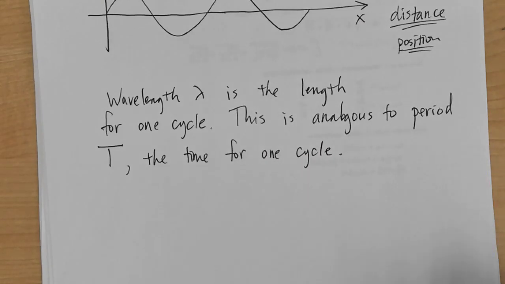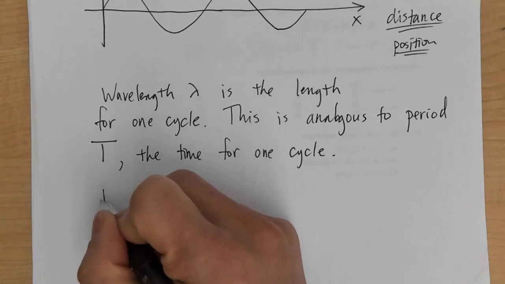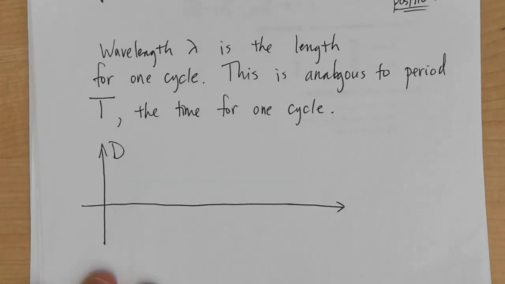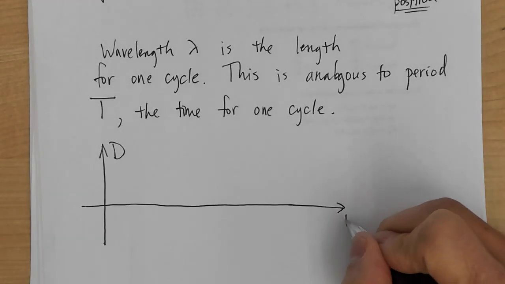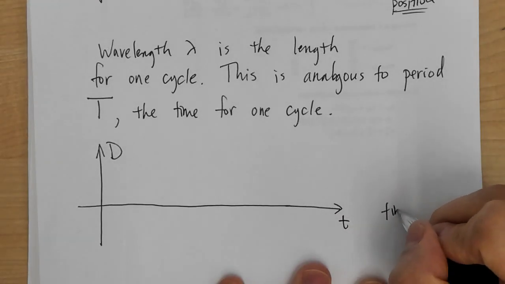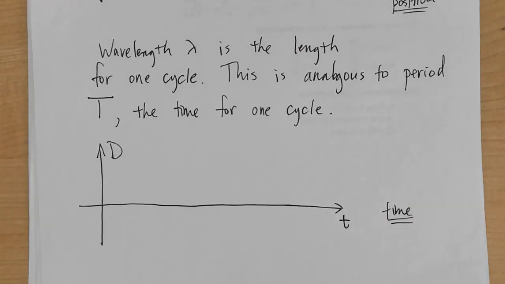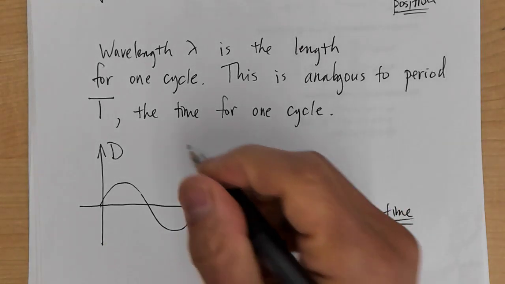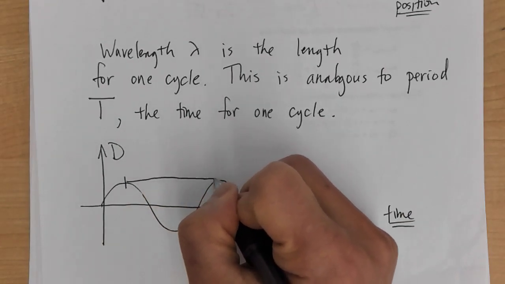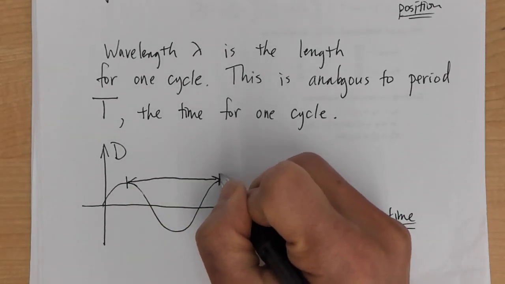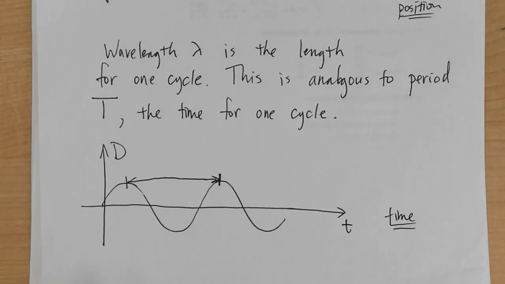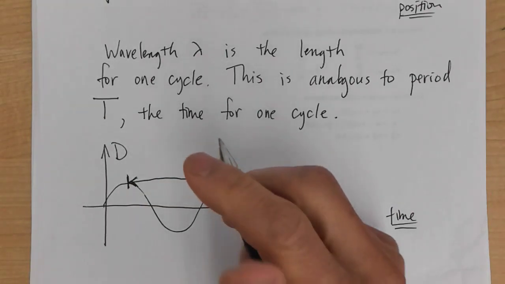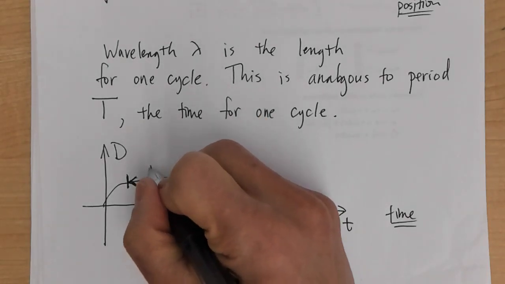To make the comparison, if I were to draw the displacement d, and now this time I'm going to plot the time, t, and then I have an oscillation like this, then the time between two repetitions of the same position will be the period.